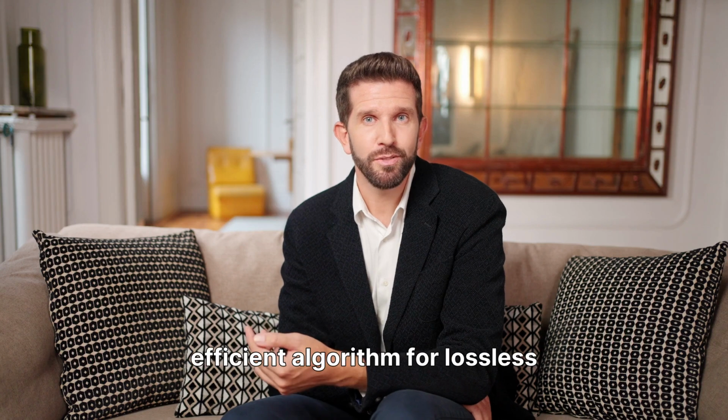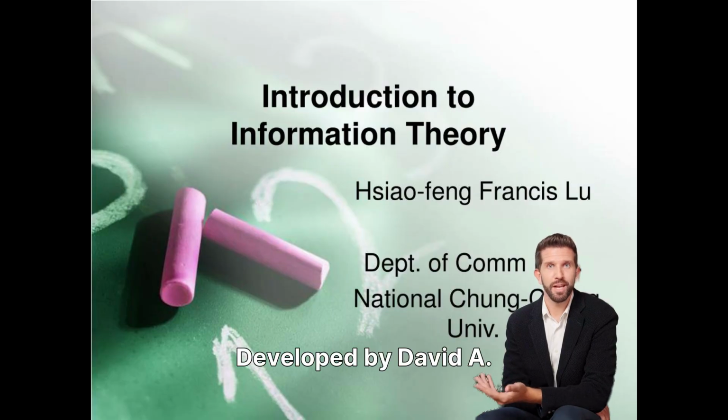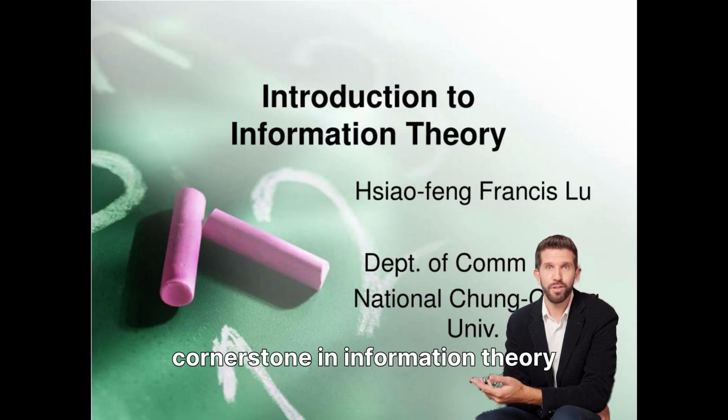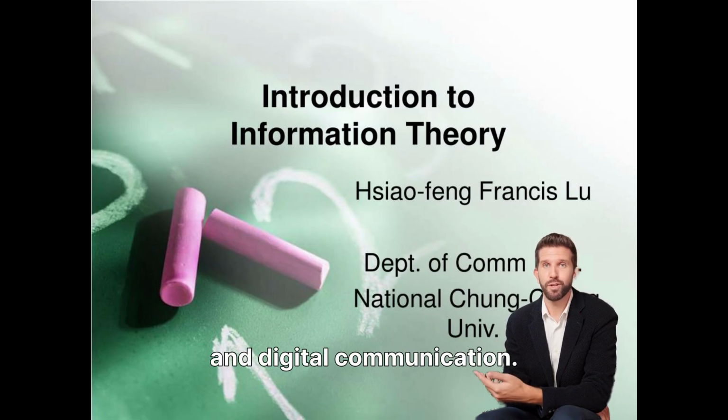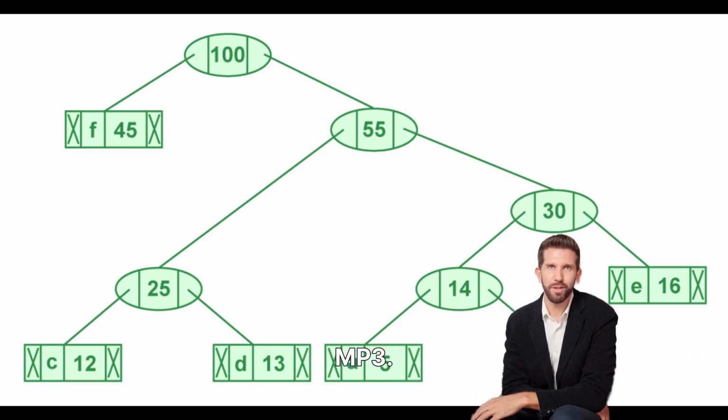Huffman coding is an efficient algorithm for lossless data compression. Developed by David A. Huffman in 1952 at MIT, it's a cornerstone in information theory and digital communication. It forms the basis for modern compression formats like zip, JPEG, and MP3.